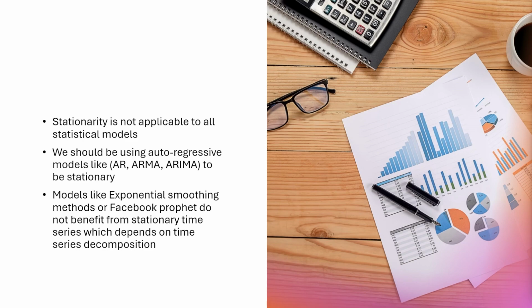One more point that we can add before closing this video is why stationarity is desired for time series data. This is not applicable to all statistical models. We would want our time series data to be stationary when modeling the series using autoregressive models, like AR, ARMA, ARIMA, and so on. But there are also models that do not benefit from a stationary time series, for example those that depend heavily on time series decomposition, such as exponential smoothing methods or Facebook Prophet.